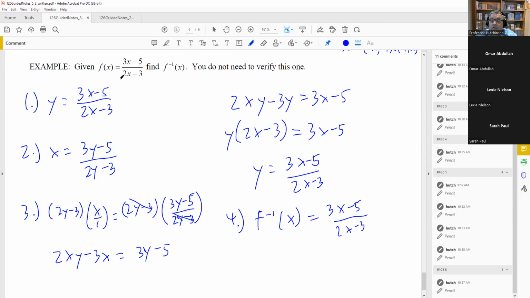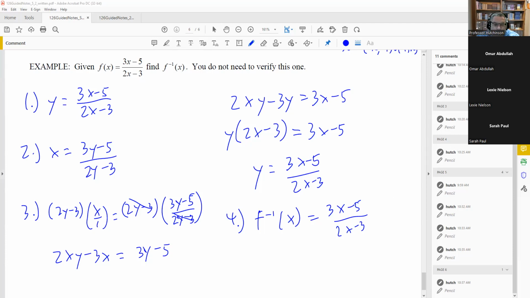If you were to take a look at a graph of 3x minus 5 over 2x minus 3, you'd find that it's already symmetric about the line y equals x. And if it's already symmetric about that line, that means you're automatically going to get itself for the inverse. That's what's going to happen for this particular problem. Again, it's pretty rare, but it is possible on these types of problems. So we'll go back to Desmos here to show you that one, and I'll put this in there for you so you can see.